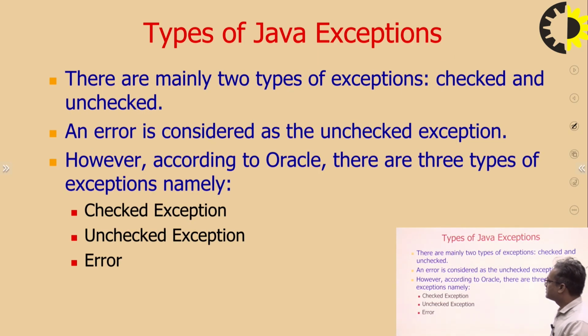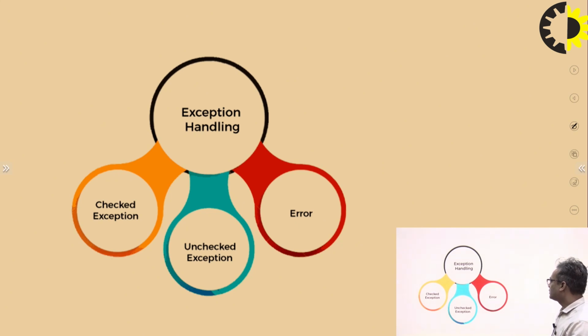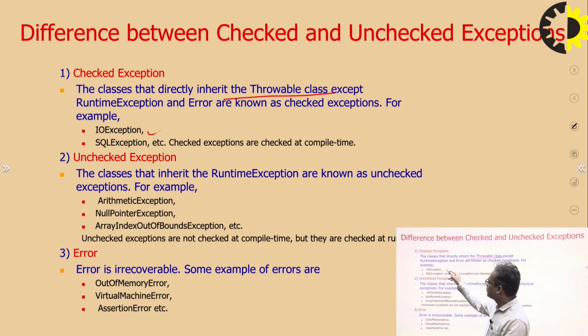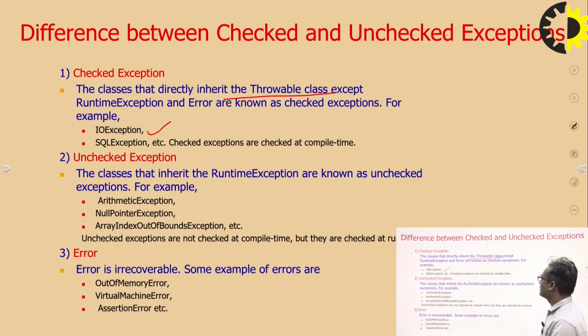Types of exceptions: they are categorized into two kinds, checked and unchecked, right? So if we talk about checked exceptions, the classes that directly inherit the Throwable class, except runtime exceptions and errors, are known as checked exceptions. That is IO exceptions, input and output exceptions, or SQL exceptions are under the category of checked, right?